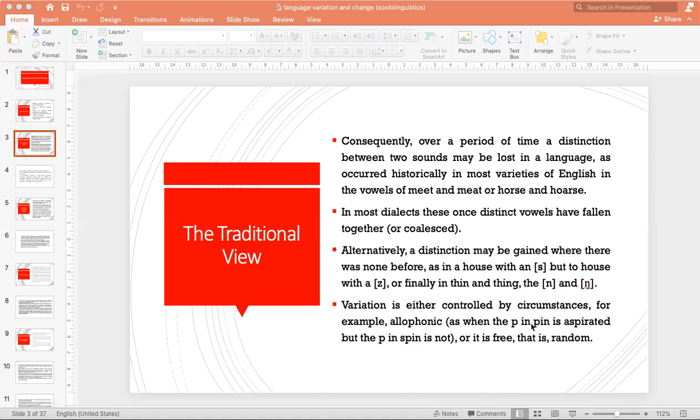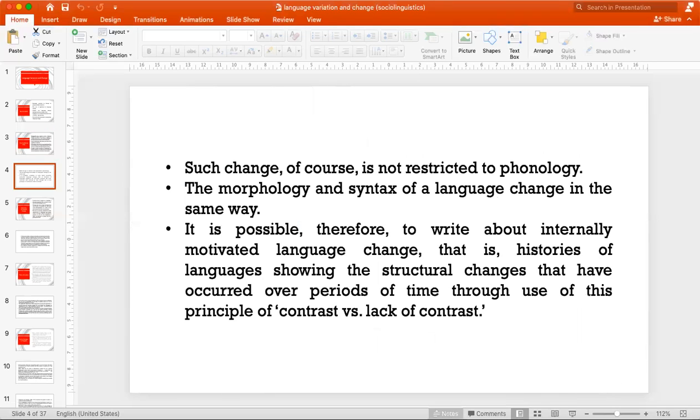Variation is either controlled by circumstances, for example, allophonic, as when the p in pin is aspirated, but the p in spin is not, or it is free, it is random. Internally motivated change in language is observed through its consequences. Such change, of course, is not restricted to phonology, but applies to morphology as well as syntax. In the same way, it is possible to write about internally motivated language change, that is, histories of language showing the structural changes that have occurred over periods of time through use of this principle of contrast versus lack of contrast.